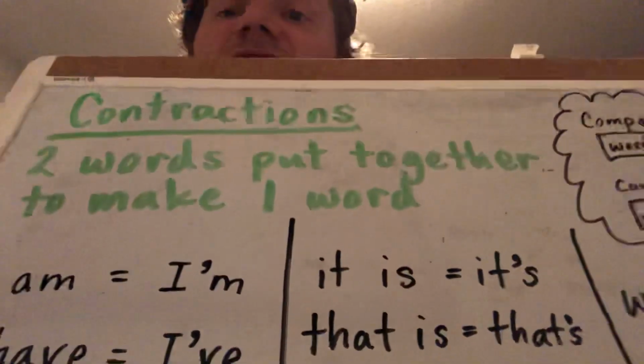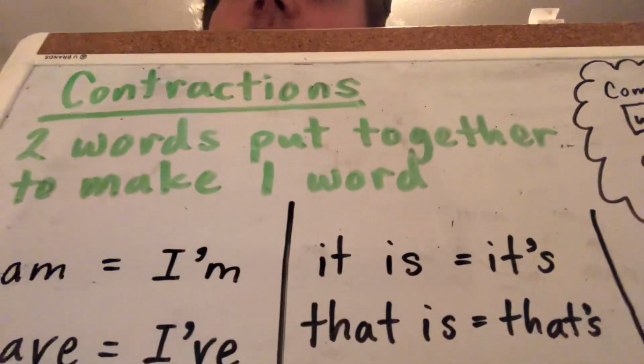So today we're going to learn about contractions. That's going to be the type of word that we're going to focus on right now. So what is a contraction? A contraction is when two words are put together to make one word.